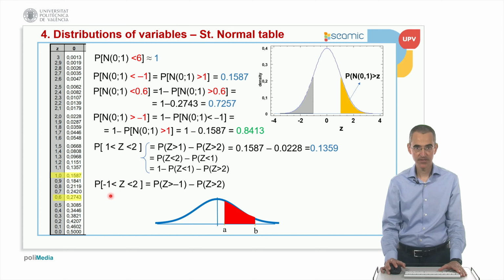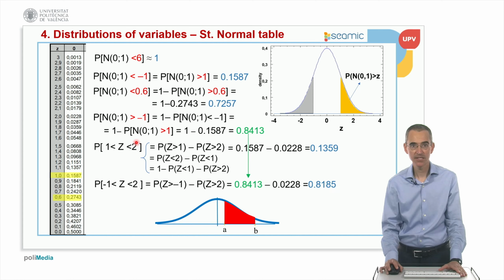A different example is between -1 and 2. So I am applying the first way. So bigger than -1, more or less approximately, this is what we have, minus bigger than 2. -1 is the value that I had here above. So we get this as bigger than -1 minus bigger than 2, which is the value that we read here, and then finally we get the solution, which is about 0.82.